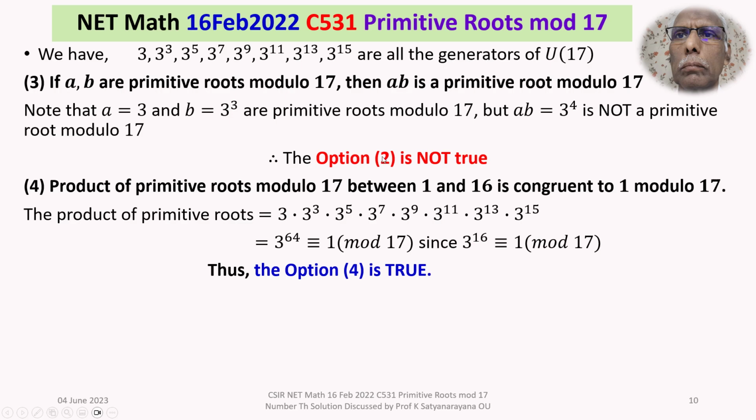And in the above, option 3 is not true. So, what is the answer to this question? The answer is: option 2 in the previous slide is true, and option 4 is true. Option 3 is not true. So that is the detailed discussion of the solution of the problem, which is based on the concepts of primitive roots modulo 17 from number theory.